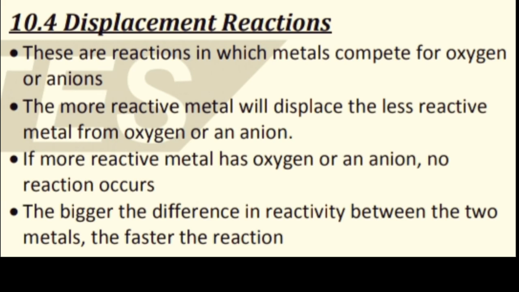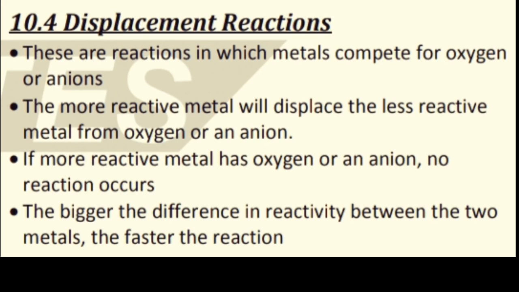In the reactivity series, metals are arranged according to their reactivity. For example, zinc and iron. Zinc is more reactive than iron. So a more reactive metal can displace a less reactive metal from its compound. Zinc is more reactive, it will displace copper from copper sulfate. Zinc plus copper sulfate forms zinc sulfate plus copper.